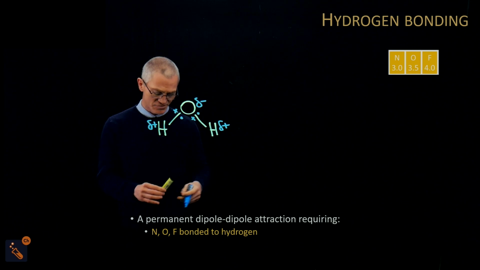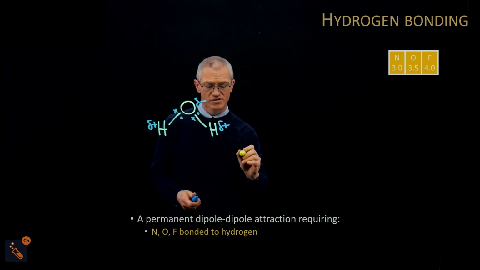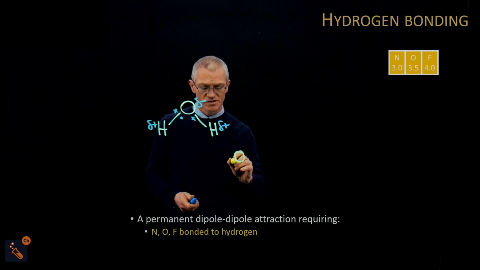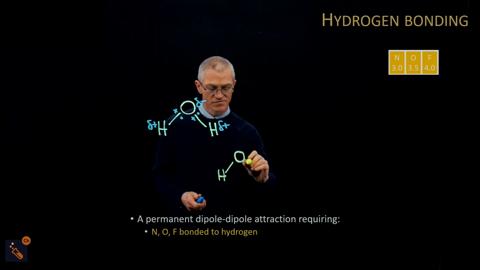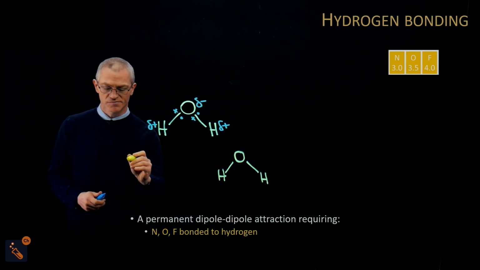So we do that, and then we line it up with another water. And remember, just like permanent dipole, we're going to line up the negative with the positive. So I've lined up the negative with the positive. We're going to do that over here as well.